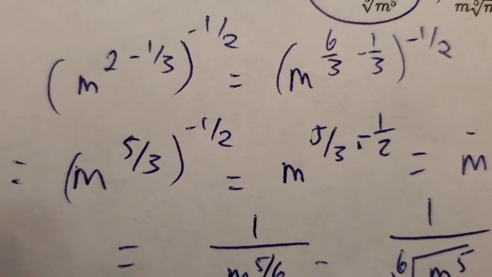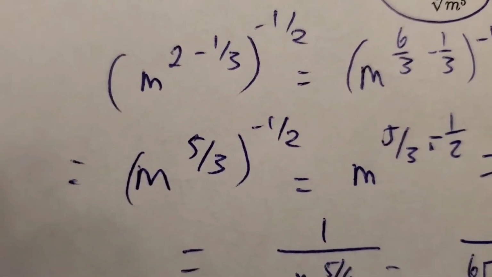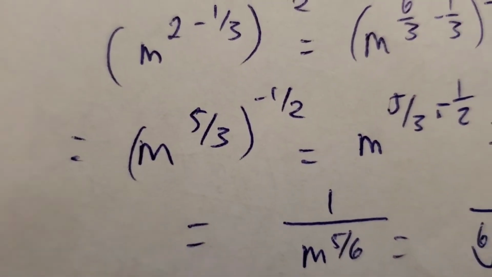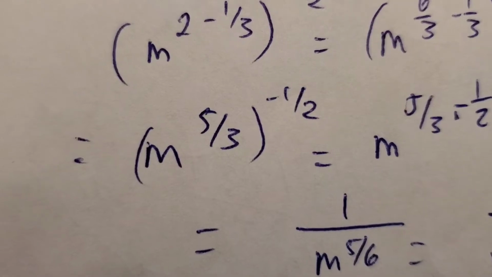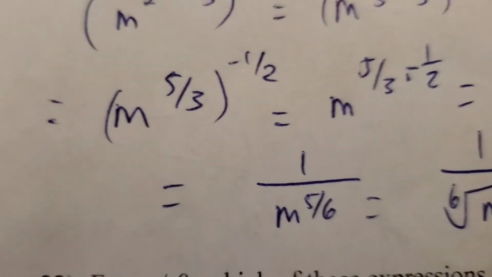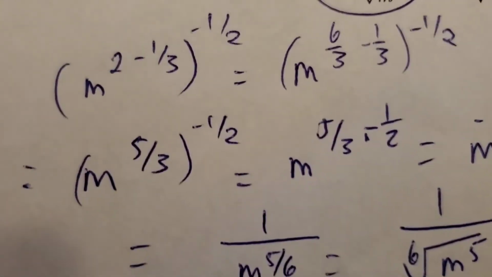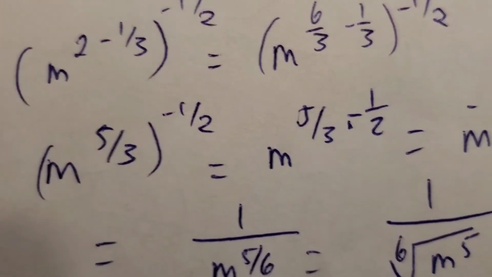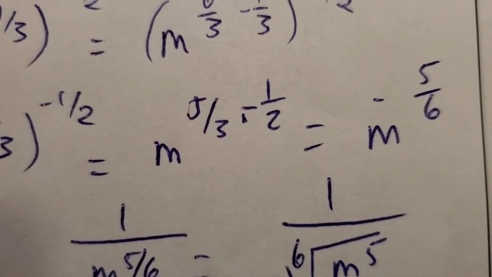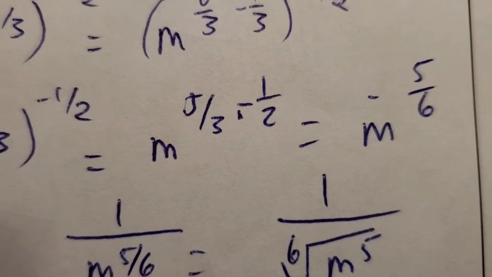So you get 6 over 3 minus 1 over 3 is 5 over 3. So it's m to the 5/3 power. That's being raised to the negative 1/2. Okay, so the rule is when you've got a power raised to a power, what do you do? You multiply them. So you're going to be multiplying these exponents. So you have m to the 5/3 times negative 1/2, right? You just go straight across.